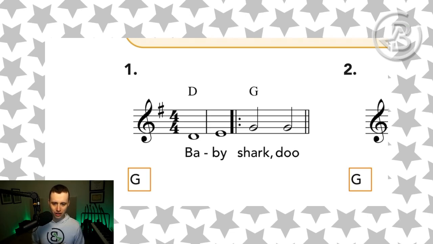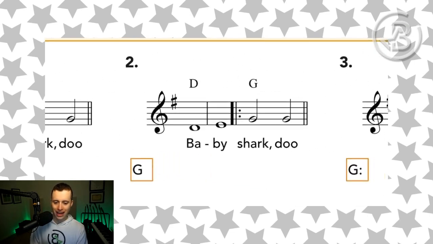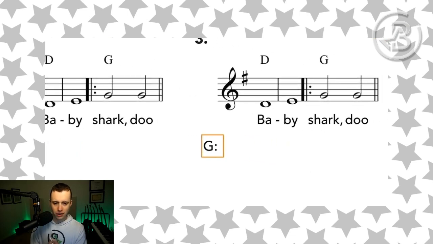So, for example, in this example of the first couple measures of the incredibly popular song, Baby Shark, the key is going to be G. So we start off by writing a G. Then we add the quality. In this case, no need to add anything because the quality is major. And then we add just a little colon, 2 dots right next to it.